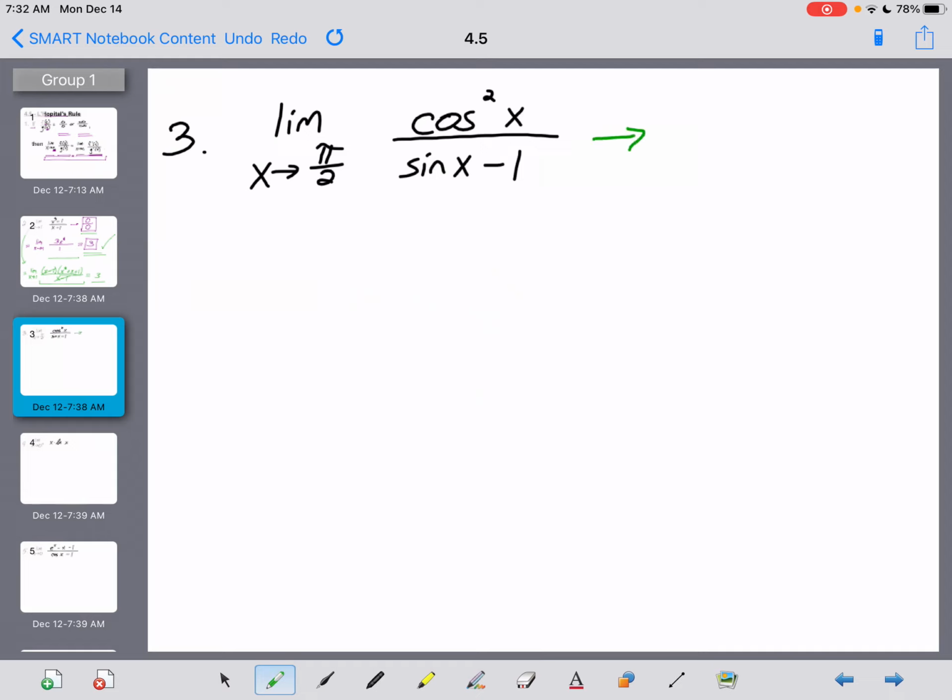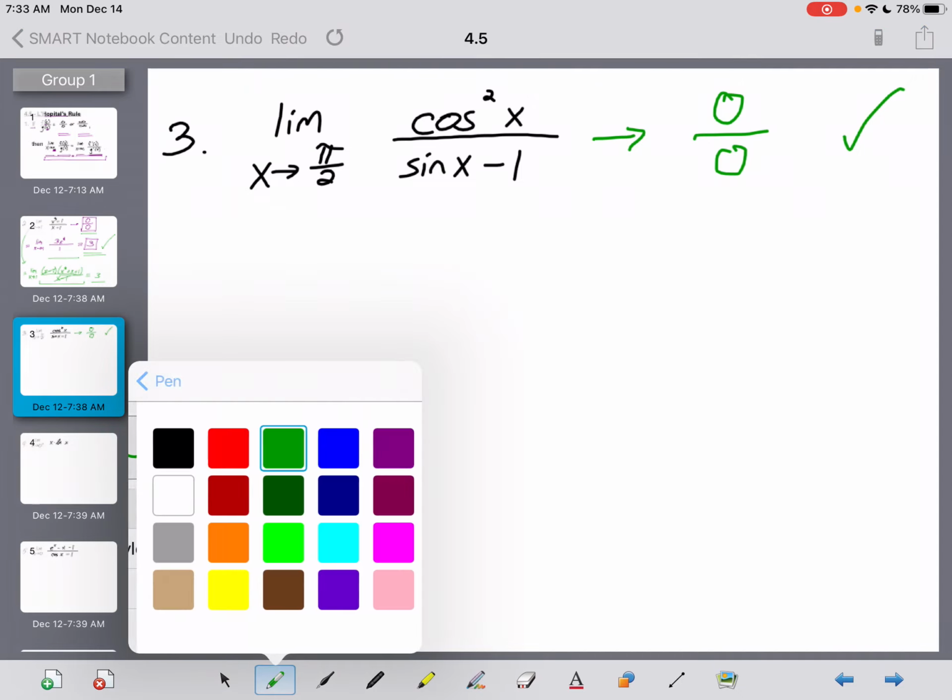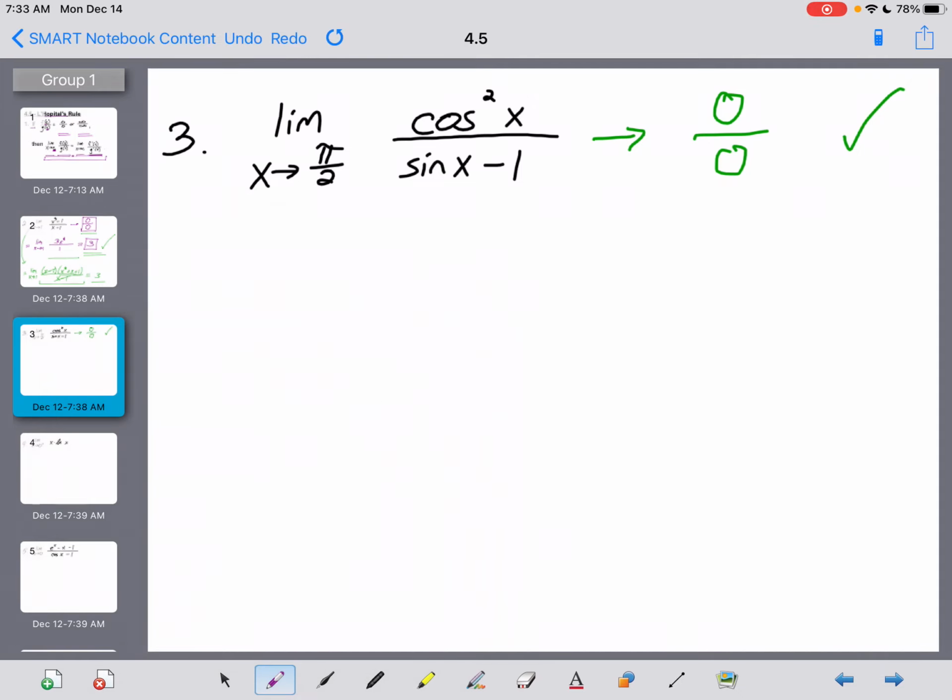Try plug and chug first, always. But cosine of pi over 2, I believe, is 0. 0 squared is going to get us 0 on the top. Down on the bottom, the sine of pi over 2 is 1, but that 1 minus 1 gives us 0 as well. And this tells me that, yeah, direct substitution doesn't work, but L'Hôpital's rule will, because we ended up with 0 over 0. So that limit there, everybody, is going to equal the limit as x approaches pi over 2 of, and here we go.